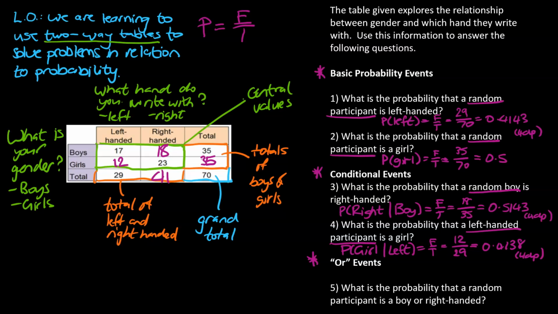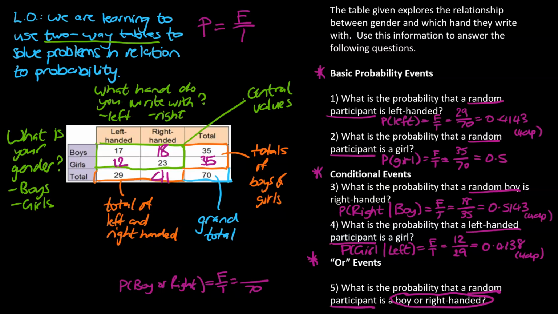And the final question we're going to look at is the OR type event, what is the probability that a random participant is a boy or right-handed? So random participant, so we do care about all of the participants, and we're interested in, well, who is a boy or right-handed? So we'll finish up our question down here. So what is the probability of a boy or right-handed? That's going to be equal to F over T. So we've already said we're interested in all participants, so that means our denominator is going to be 70, and we're now going to think about the numerator, so who meets this criteria.